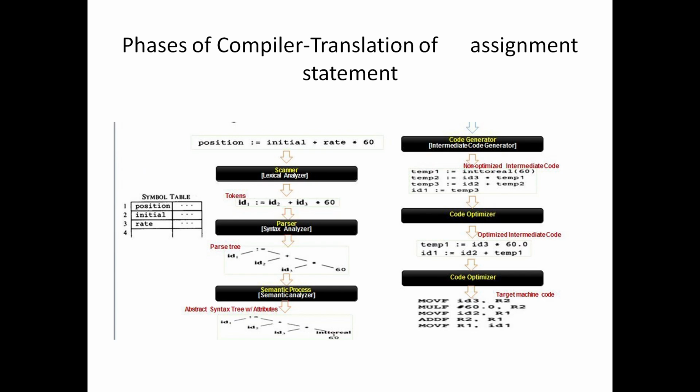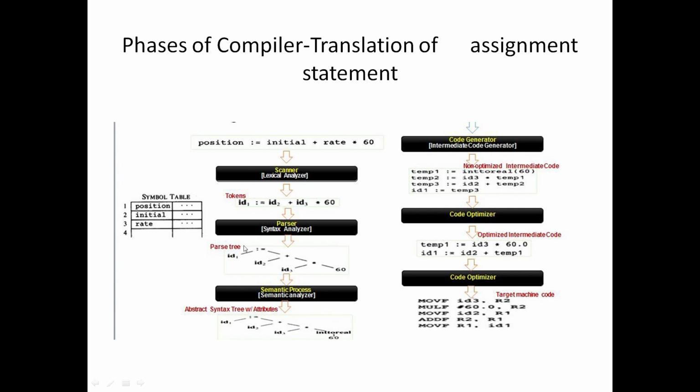So this is the phase by phase answer. I'm giving the source program position equal to initial plus rate star 60 as input to the scanner, the other name for the lexical analyzer, and we got the tokens from the first phase. The token for position is id1, then equal, initial is id2, plus, rate is id3, then star, 60. In the symbol table I have three identifiers: 1, 2, 3, and the names of the identifiers, that is, the variable names. 1 denotes position, 2 denotes initial, and 3 denotes rate.